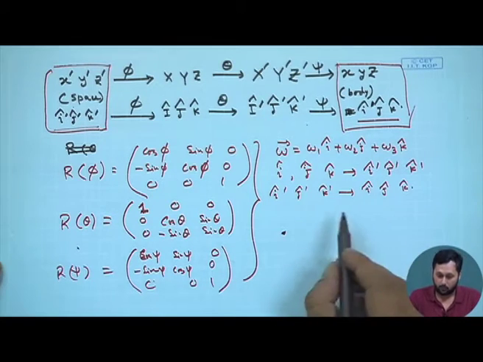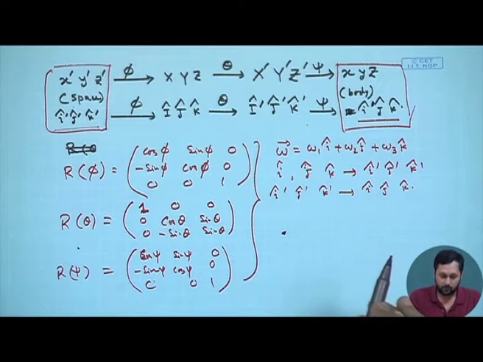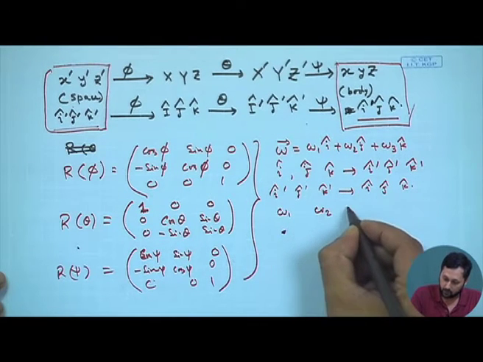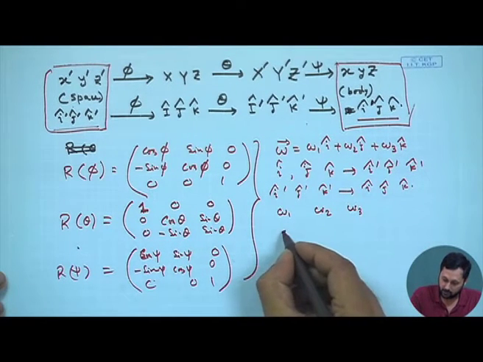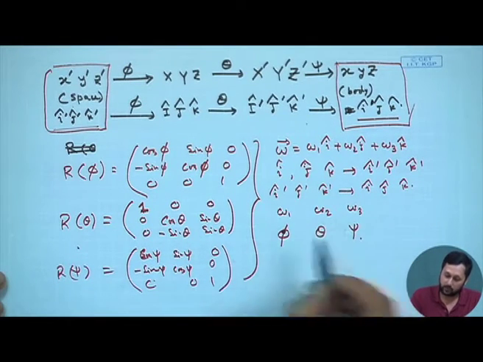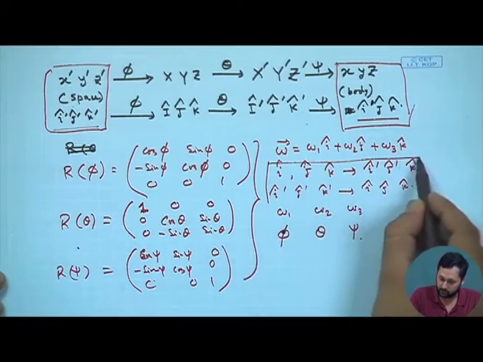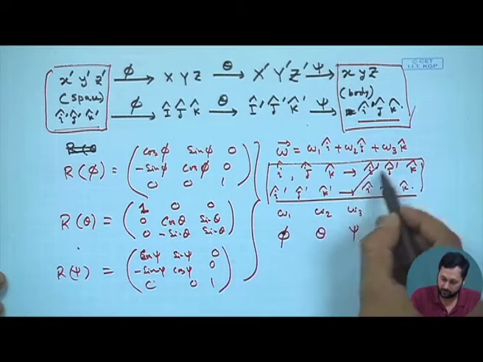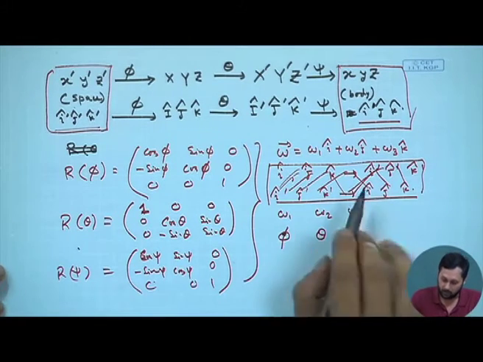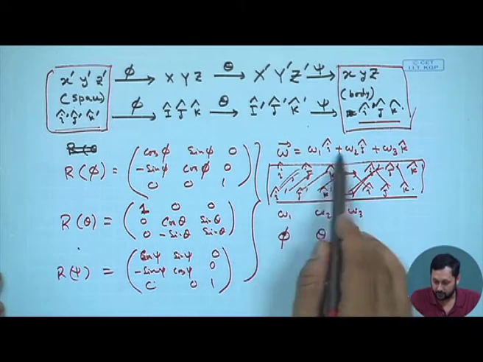So, finally, what we are trying to do is express omega 1, omega 2 and omega 3 in terms of phi, theta and psi. Now, if we can do that, okay, so forget about this. This is strictly not needed at this point to understand. What I said is not correct. Okay, let's forget that. So, let us start once again from here.